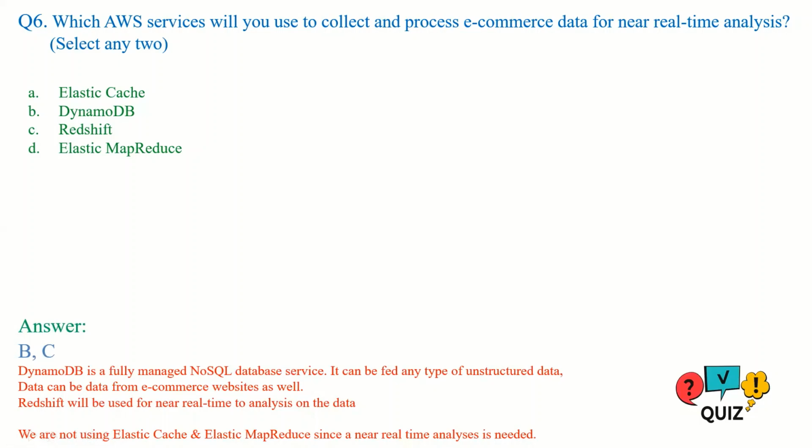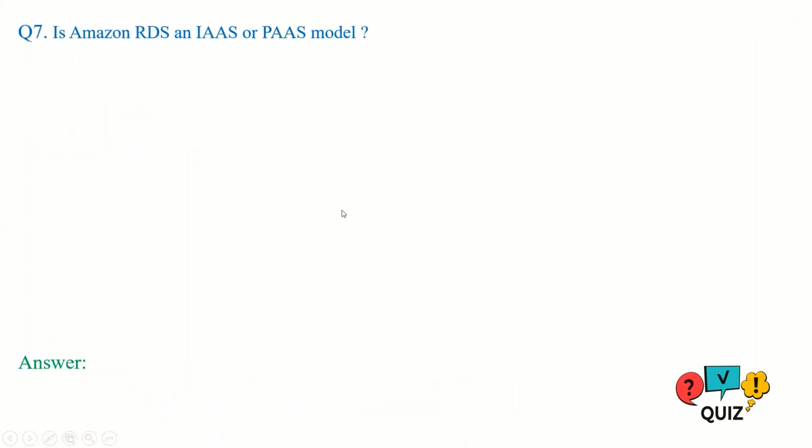DynamoDB is a fully managed NoSQL database service. It can be fed any type of unstructured data. So data can be even from e-commerce websites. Redshift will be used for near real-time analysis on the data. So we are not using ElastiCache or Elastic MapReduce since near real-time analysis is needed. Good, that's good. Good attempt.